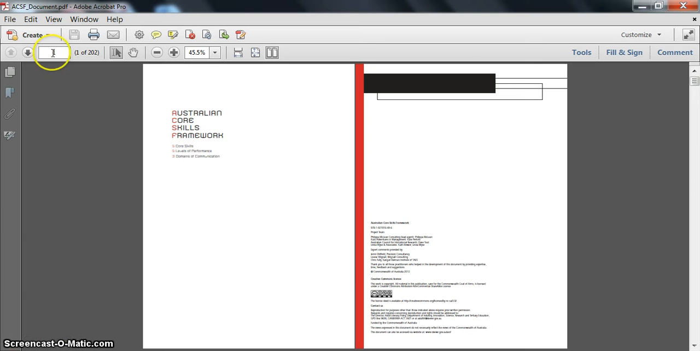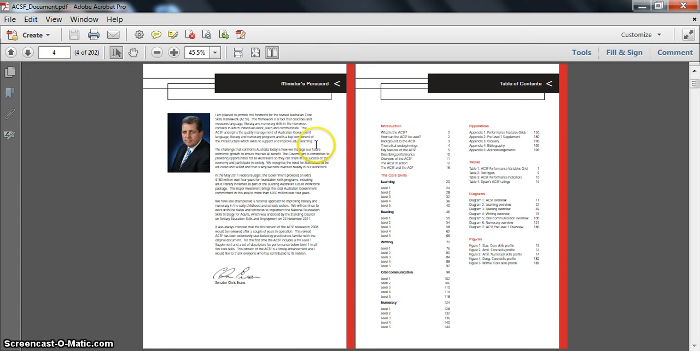So firstly, we're going to have a look at the contents page, which explains how the core skills are broken down in this framework. You have the core skills of learning, reading, writing, oral communication, and numeracy. And they're broken down into the 5 levels of the core skills framework.